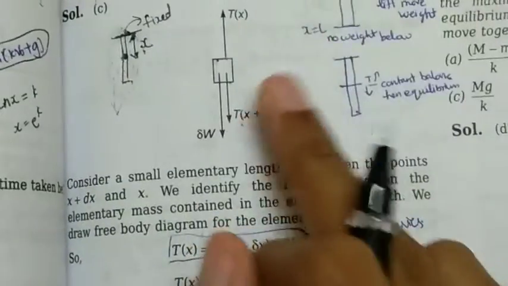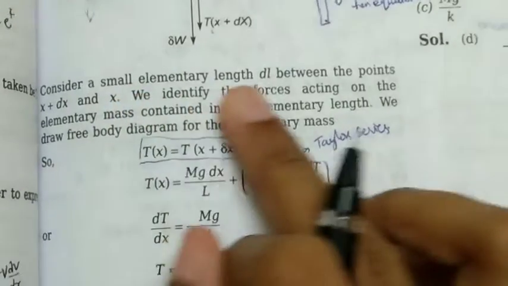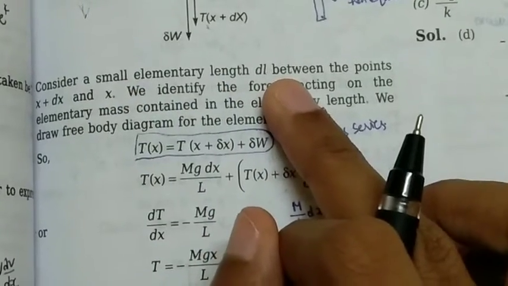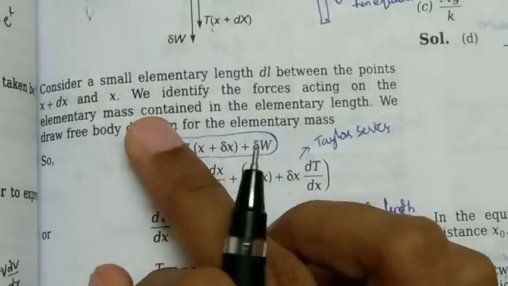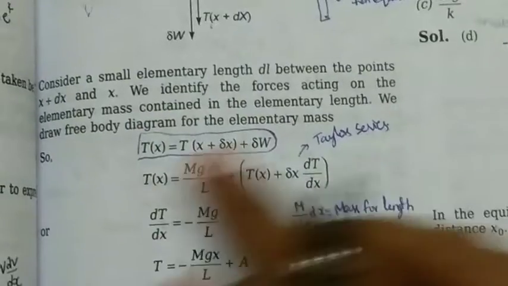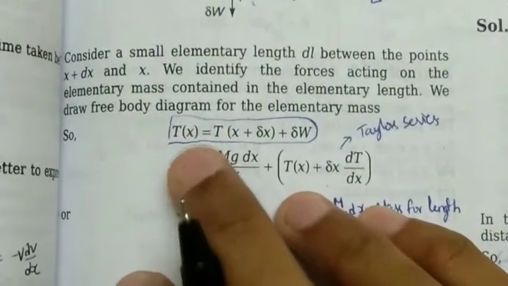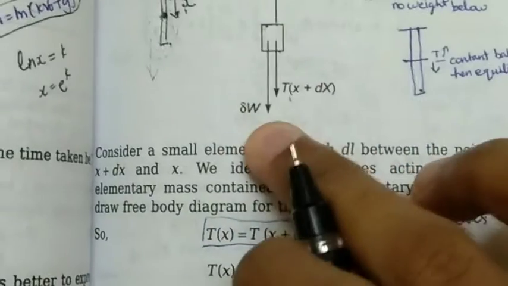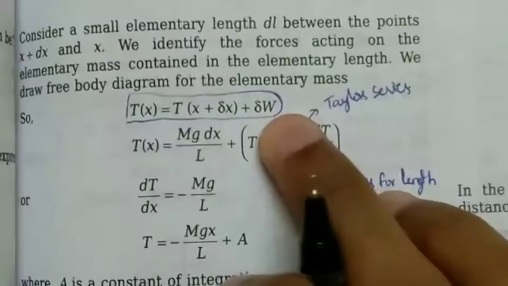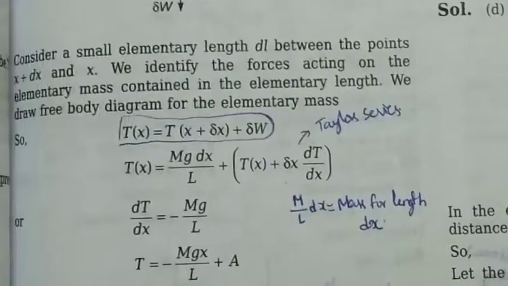So those are the forces acting on this elementary mass. Now consider a small elementary length dl between the points expressed here. We have considered it as a free body. From the free body diagram, T of x acts in the upward direction, and this has to be balanced with the downward direction forces, that is delta W plus T of x plus dx.